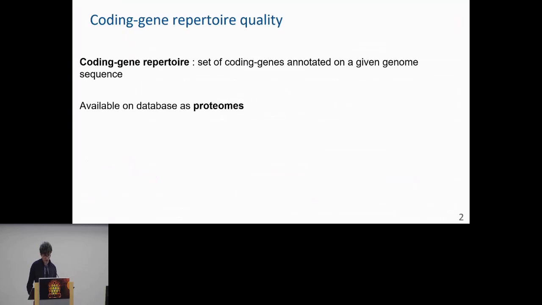By coding gene repertoire here, I mean the set of coding genes annotated on a given genome sequence, predicted to code for protein. This tool is mainly designed for eukaryotes in particular, I wanted to make this precision. These coding gene repertoires are available in databases as proteomes, where they are used for a lot of analysis in comparative genomics.